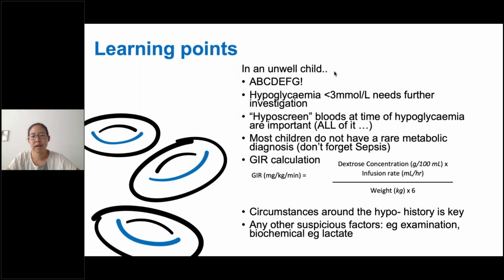The circumstances around a hypo, the history, is key. And if there are any other suspicious factors, you need to look at your examination findings and any biochemical findings. For example, if the lactate's up or the acylcarnitine is abnormal or there are lots of funny acids in the urine organic acids, those are more suspicious factors.